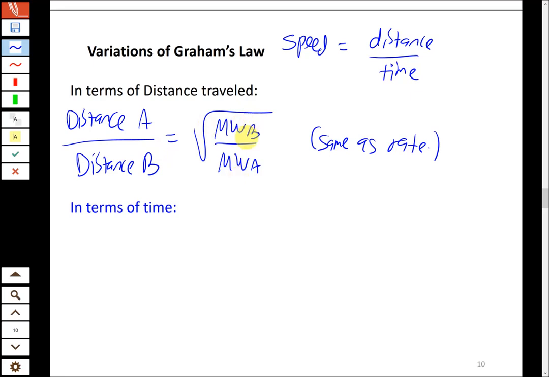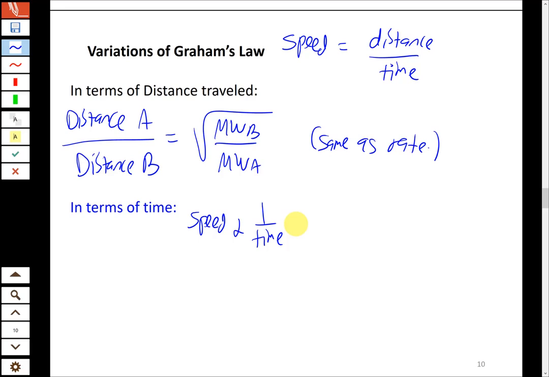Now, the one that switches a little bit is if we're talking about, in terms of time, how long it takes for a gas to effuse or diffuse. If we look at the definition of speed, speed is inversely related to the amount of time. In other words, a gas that's diffusing or effusing faster is going to take a shorter amount of time to effuse or diffuse. Again, if we take two gas molecules here at the front of the room and let them diffuse to the back of the room, the one that's going to get there first is the one that has the faster speed, which is the one that has the smaller molar mass.